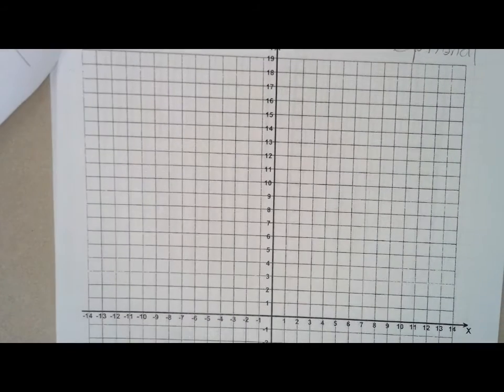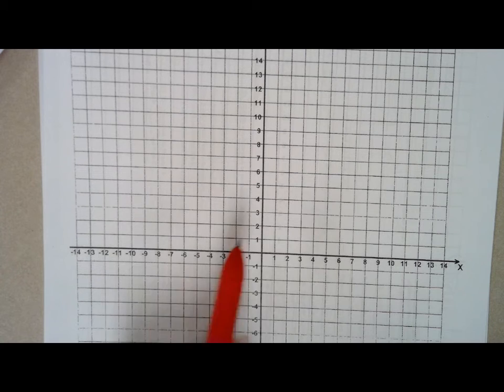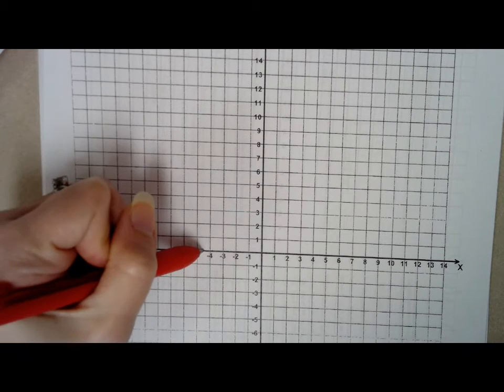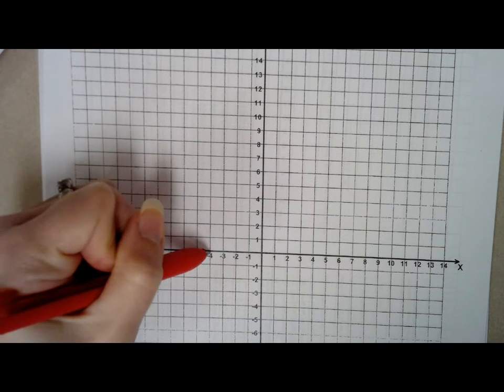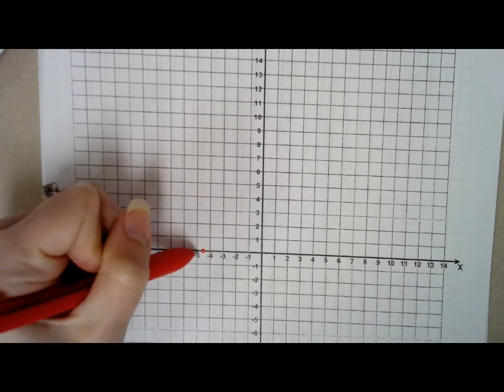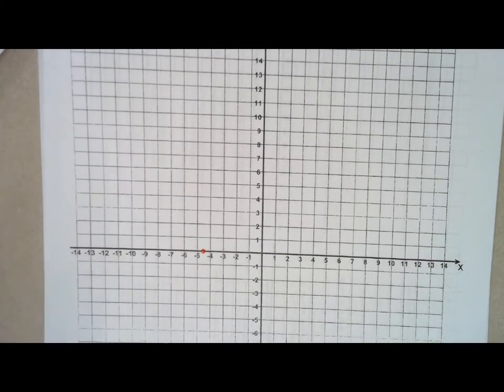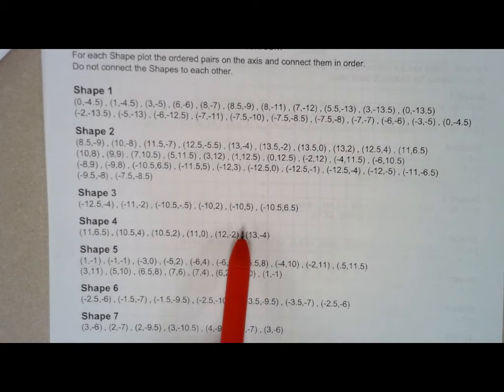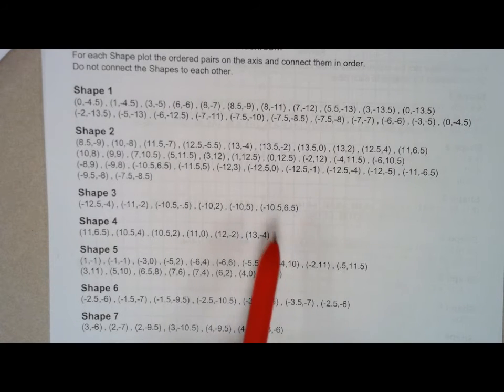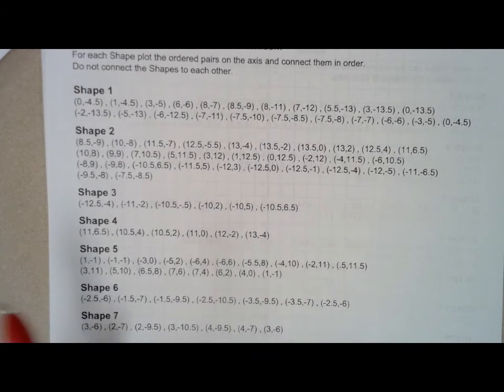So I'm going to go to my graph. I'm going to go 0, so I'm not going to go left or right at all. And then I'm going to go negative 4.5. So I'm going to go not directly on the 4 line. I'm going to go in the middle of the 4 and the 5. Okay? These are difficult because they have half marks. They're also difficult because they have negatives in them.